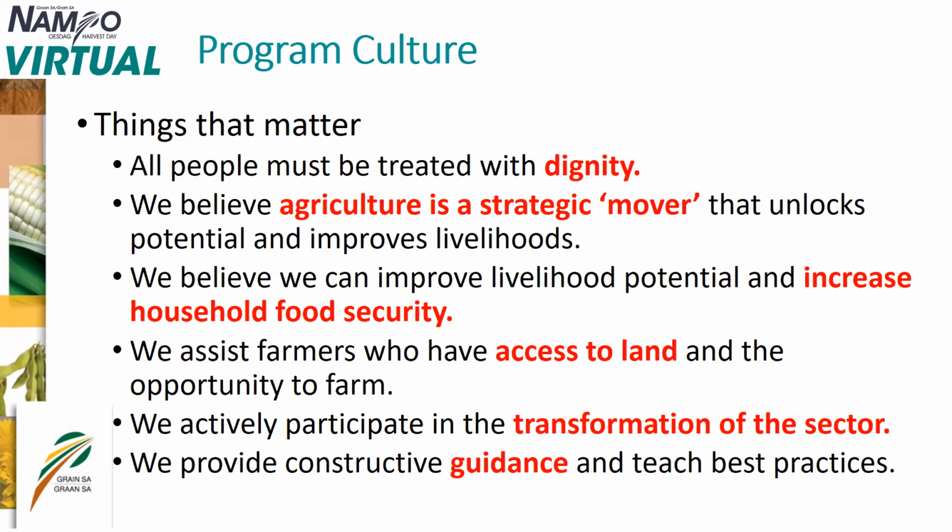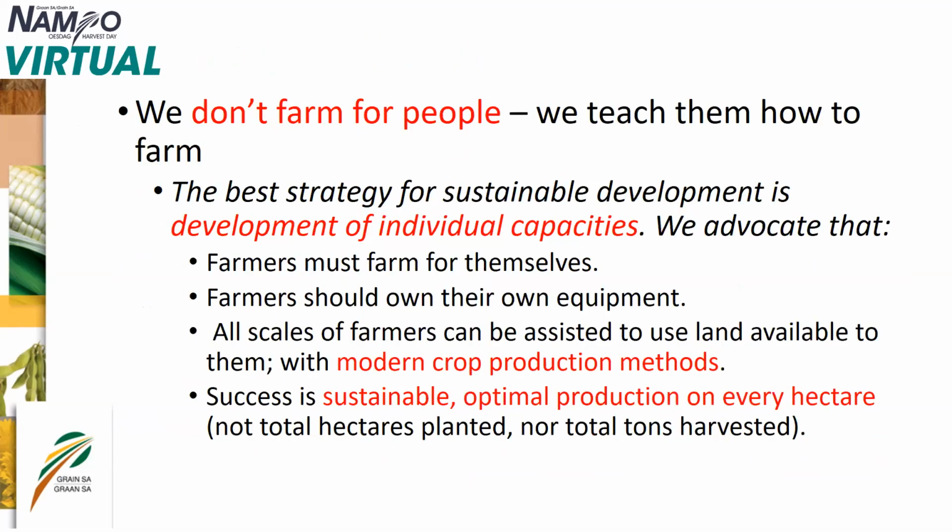The next one is that we don't farm on behalf of people. They must still farm themselves. We teach them how to farm. That is the core principle here. The best strategy for sustainable development is the development of individual capacities. So for us, we need to develop the individual, we need to develop the farmer himself.